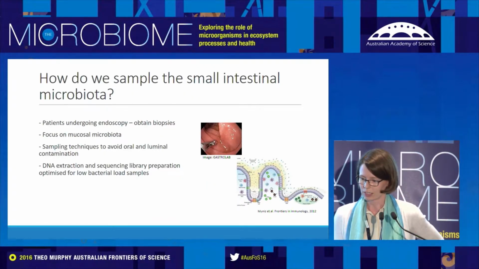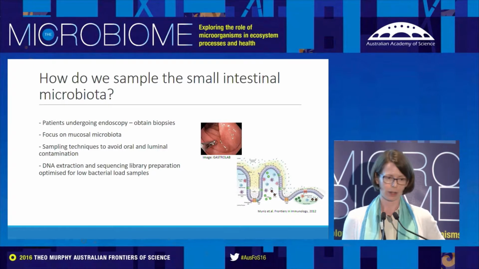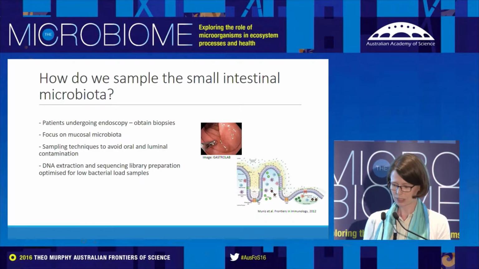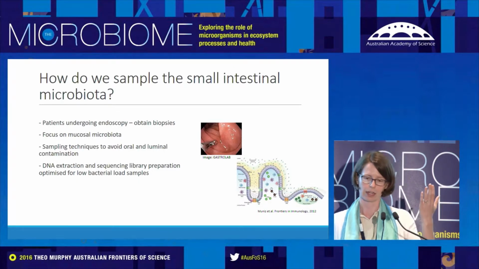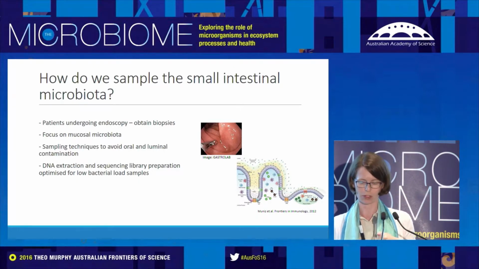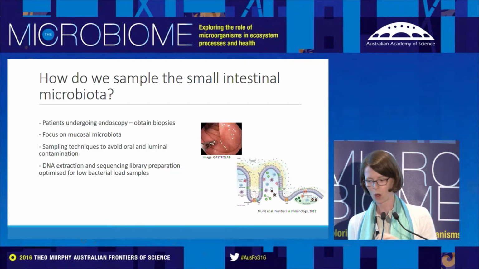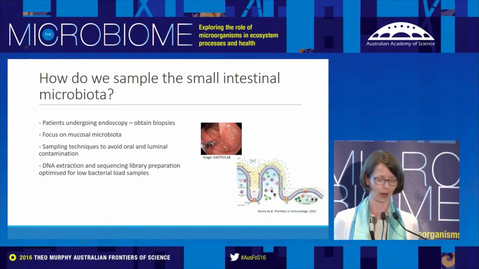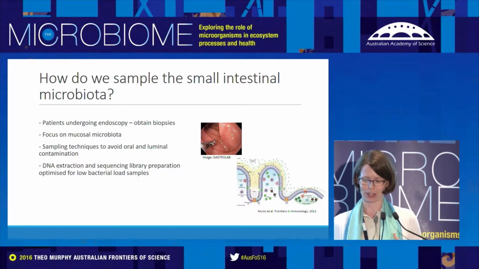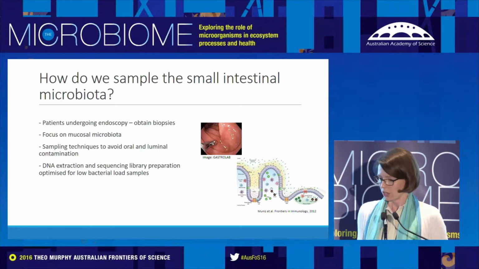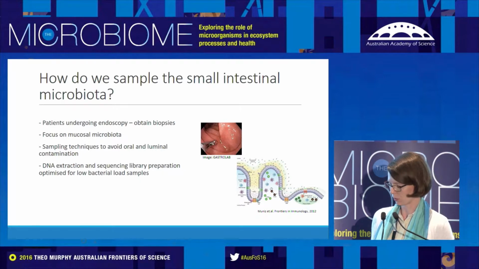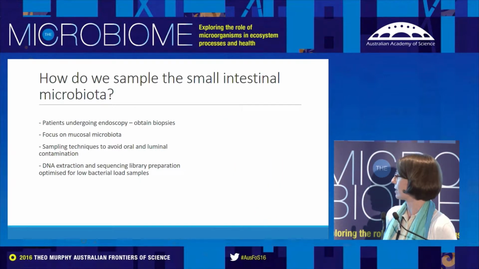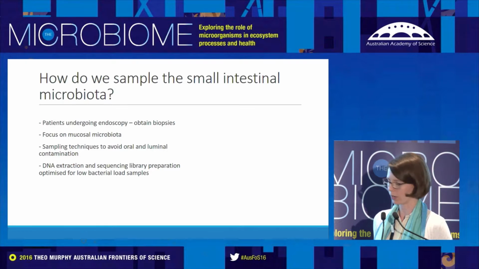Okay, so how do we actually sample the small intestinal microbiota? Our samples are biopsies, and they come from patients who are undergoing endoscopic procedures. This is either an endoscopy through the mouth to the first part of the small intestine, the duodenum, or a colonoscopy, which is going up the other way, and we can reach the last part of the small intestine, which is the terminal ileum. So we obtain biopsies in this way, and these are the samples that we work with. As I said, we've got to focus on the mucosal microbiota.